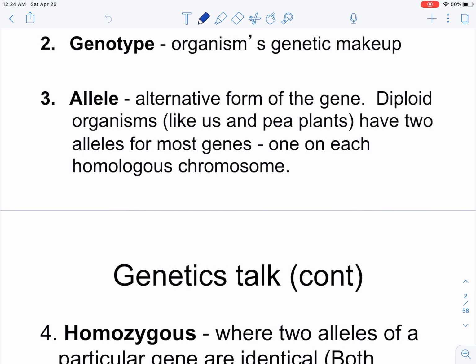An allele is an alternative form of a gene. Remember, I mentioned you get 1 copy of the gene from your mother, 1 copy from your father. Diploid organisms like us, and pea plants are also diploid, have at least 2 alleles for most genes, and each of those alleles is on homologous chromosomes. So if we're talking about a gene on chromosome 2, you would get 1 of those alleles from your mother and 1 from your father.